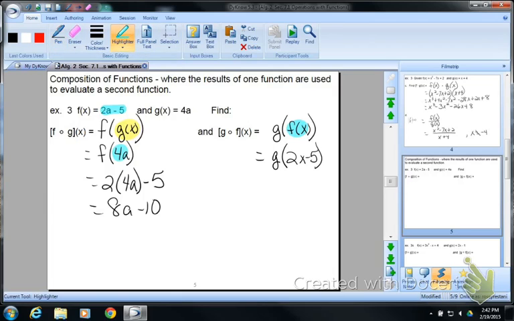And then, wherever we see the variable in the g function, what are we going to replace? A with 2x minus 5. We're going to replace a with 2x minus 5. Yes.